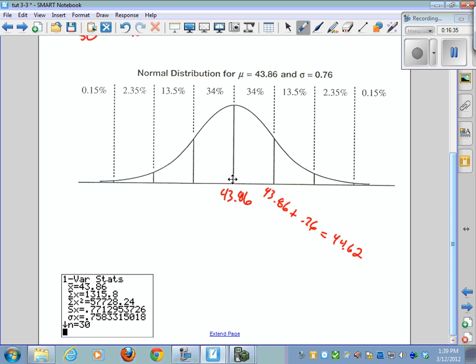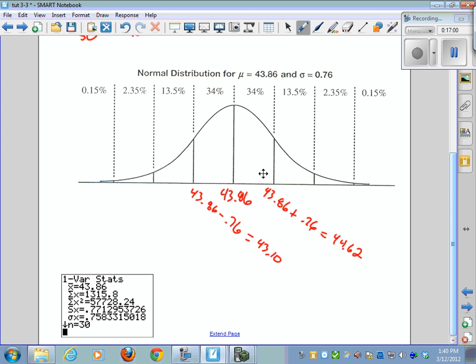Now I've got to go on the left-hand side here. I'm going to write exactly the same thing, 43.86, but now I'm going to subtract 1 standard deviation. And that gives me 43.10. Okay? Do the same thing, both sides. So that's the 1 standard deviation.